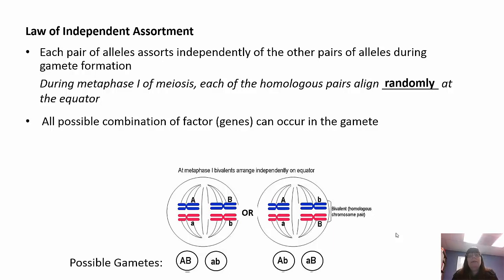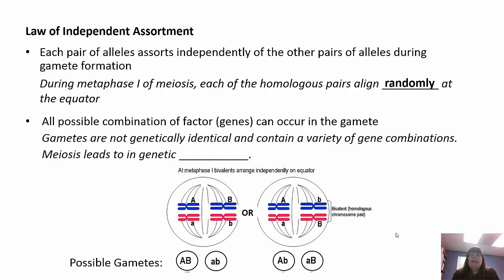Or they can line up where it's the dominant A, but the recessive B on top, and the recessive a and the dominant B on bottom. So now the gametes that can be formed are big A, little b, or little a, big B. Because remember, again, anaphase is going to pull those apart. So the big A, little b will go one way, the little a, big B will go the other way. And those are the gametes that will be formed.